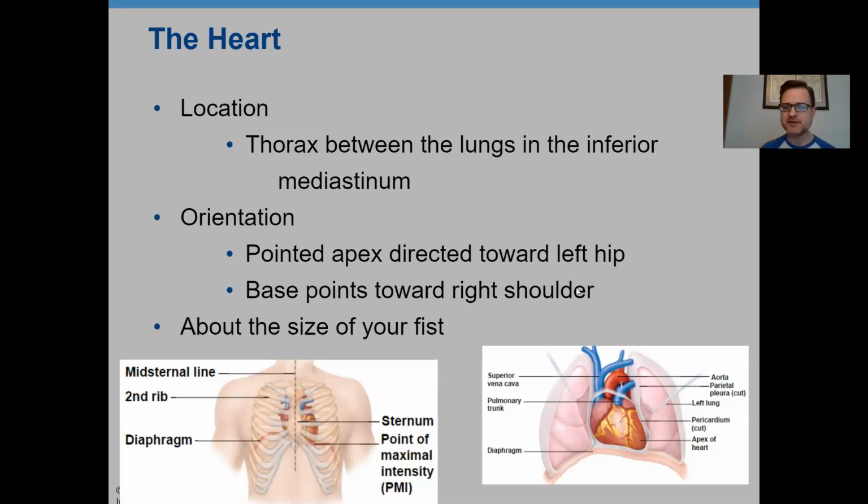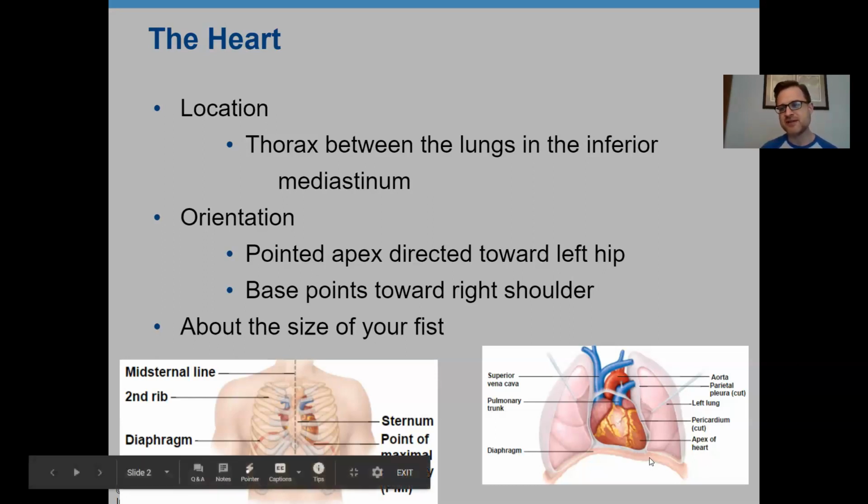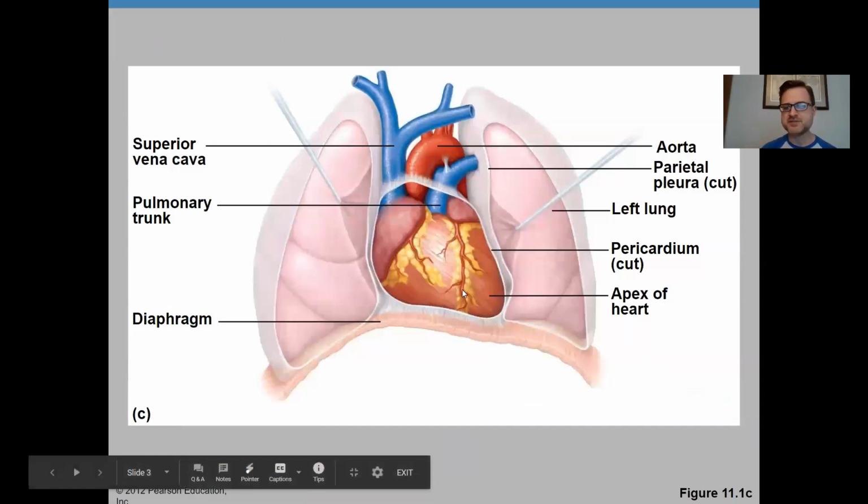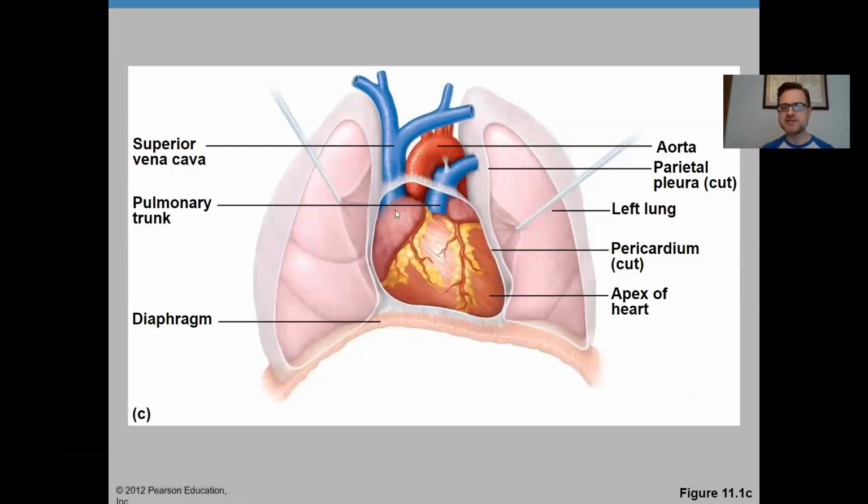The apex, the point of your heart, points toward your left hip. The base of the heart, the flat top part, this is the base here, points to your right shoulder. And this is just the same diagram, larger. So your lungs sort of surround your heart. To get to your heart, you have to pull back the different lobes of your lungs.